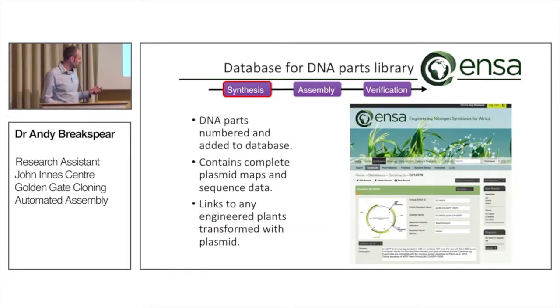Of course, any good collection of parts needs a database to look those parts up. So we have an online database, and every DNA part that we get synthesized gets numbered and added to the database. On the database, we have a complete plasmid map. Everything is resequenced, so we're happy with the sequence that we have. Gone are the days of plasmid maps on the back of an envelope with a few restriction sites to get you started. It's all there for you.